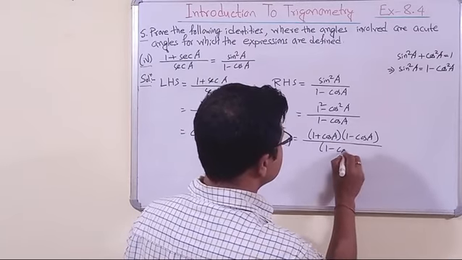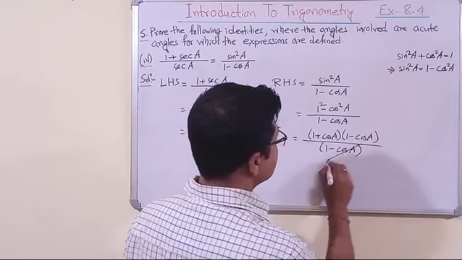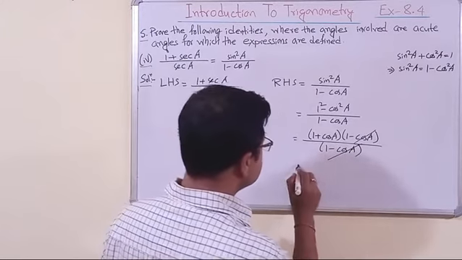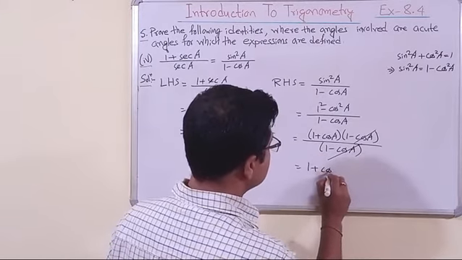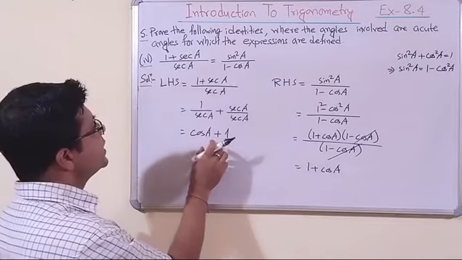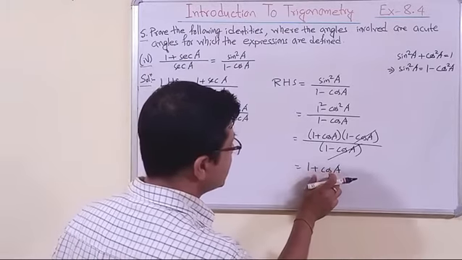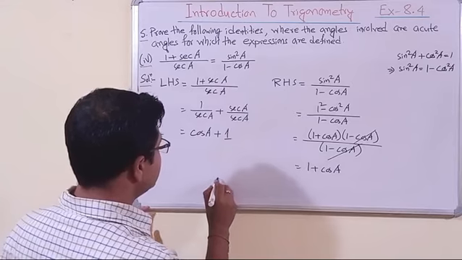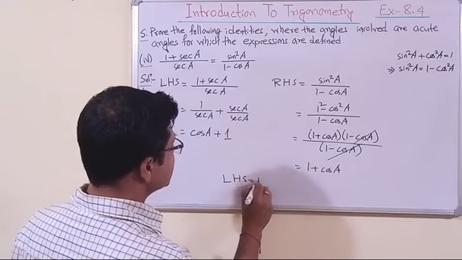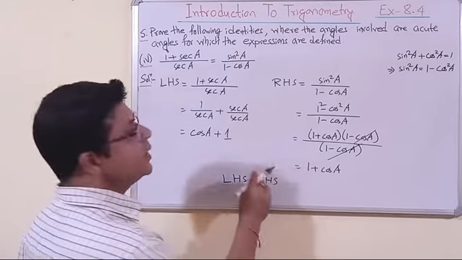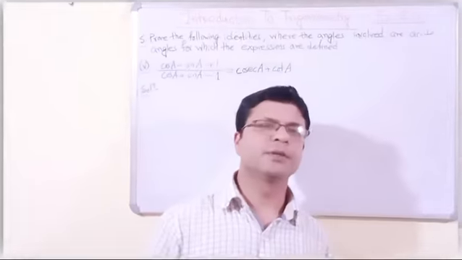So this is divided by 1 minus cos a. We can cancel these two because they are same. So this is 1 plus cos a. So you can check this left hand side and right hand side, we have got the same expression. So therefore this left hand side is equal to right hand side. In this way we can prove it. Now students, we have taken question number 5.